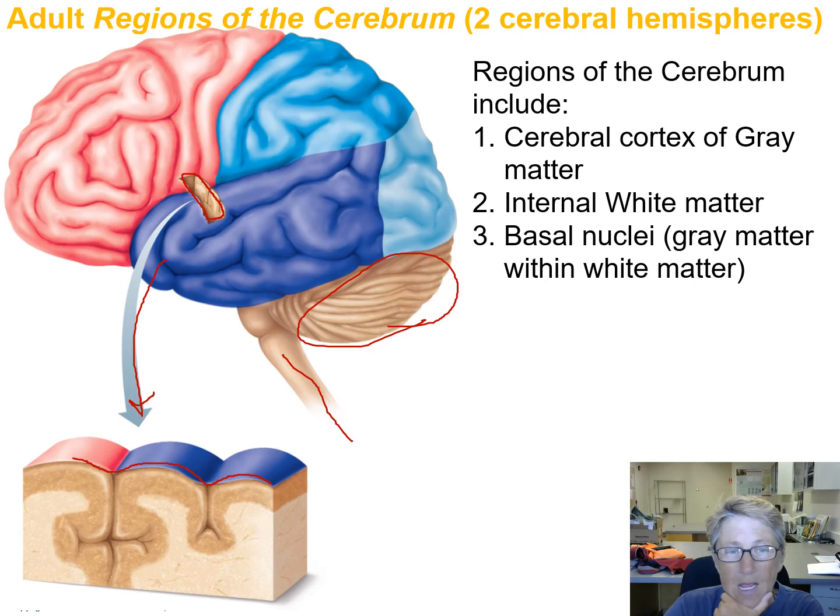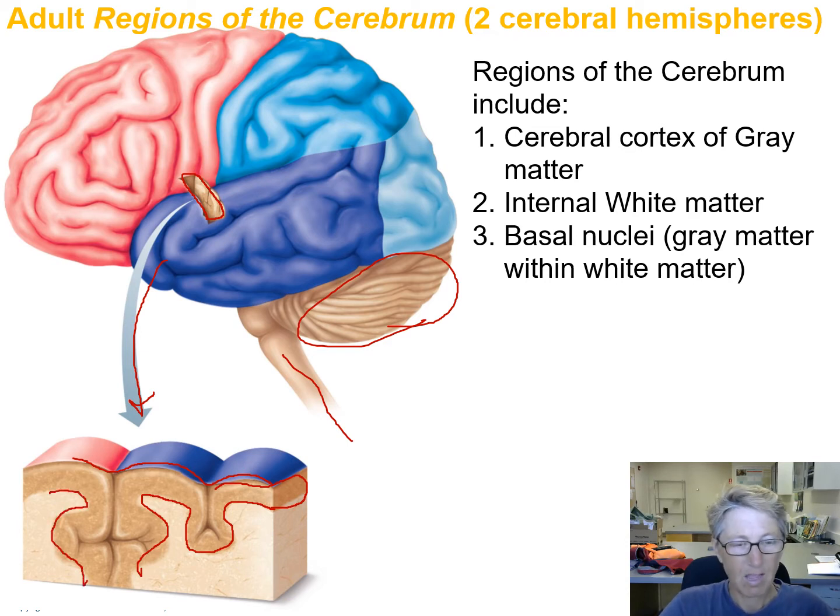So the subregions of the cerebrum include the cerebral cortex of gray matter. They should have made this gray, but they didn't. But all this brown stuff, this is all cerebral cortex. All of this that I'm outlining is all cerebral cortex. It's kind of a tan.